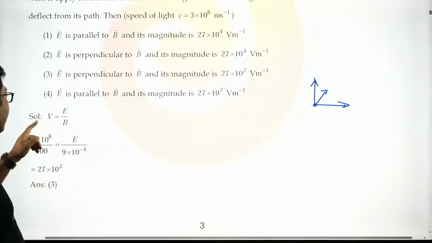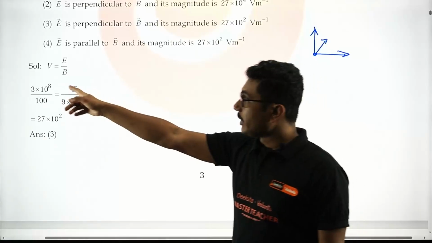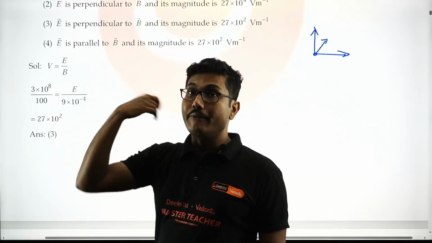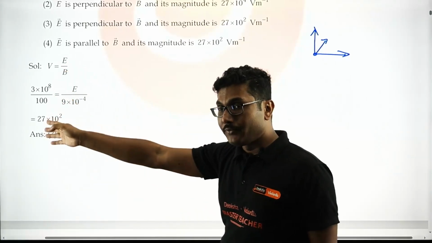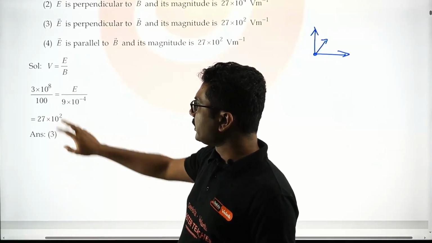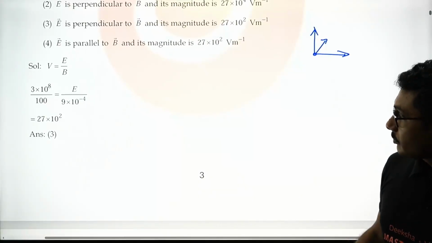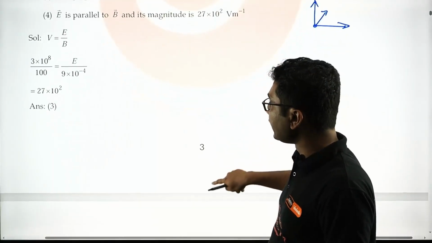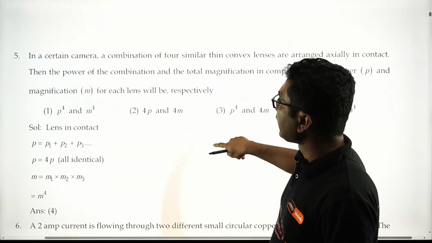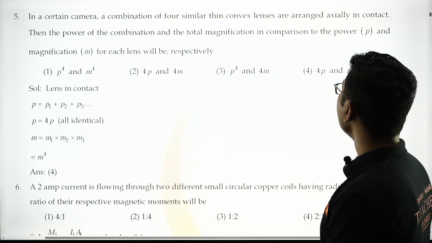And the magnitude you can calculate using the E by B formula, and from there you can calculate v is equal to E by B. In this case it is not c equals to, because for waves it is c, but because it's a particle moving with the speed, it will be v equals to E by B, and from there you can calculate the value is 27 into 10 to the power of 2, not 27 into 10 to the power of 4, right? So option 3 is correct in this case as well. Let's move on to question number 5. In a certain camera, a combination of 4 similar thin convex lenses are arranged axially in contact.